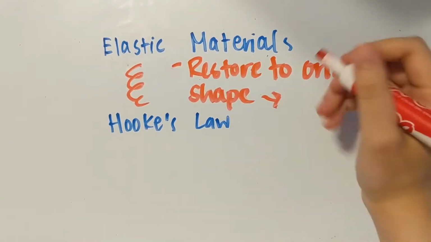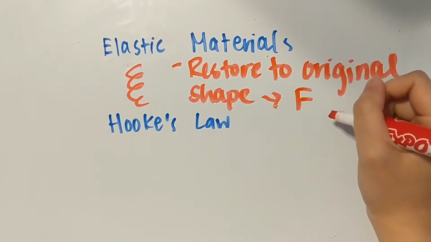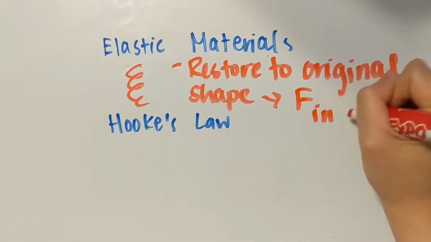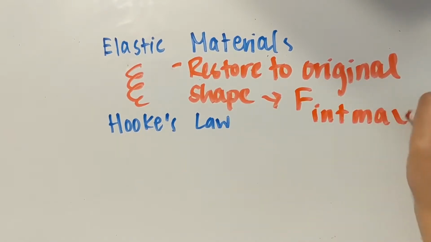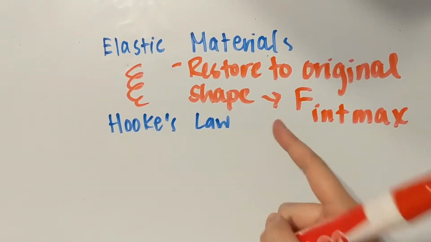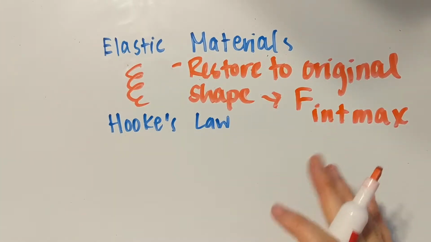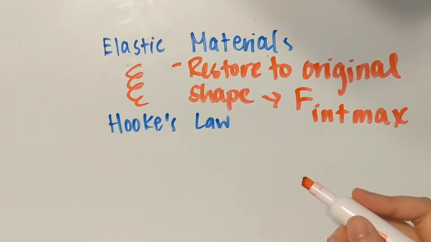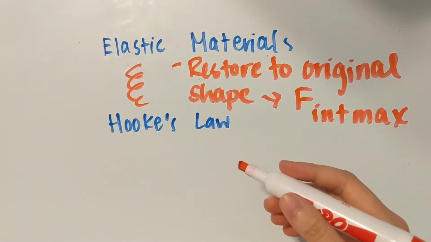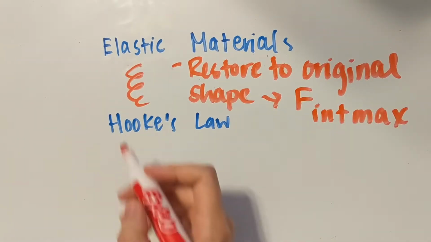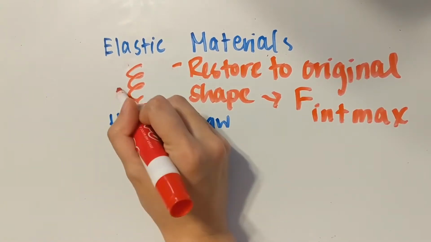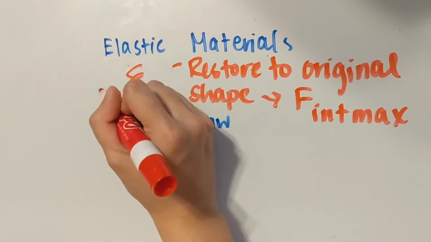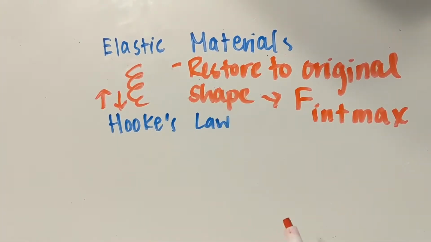And this is done through the force called the restoring force, which can also be abbreviated as F sub int max, which is the maximum internal force of the object. And it's important to note that this force, the restoring force, always acts in the direction that's opposite to the displacement or deformation of the object. For example, if I pulled down on the spring, then the restoring force would counteract that pulling down and try to bring it back up to its original shape.